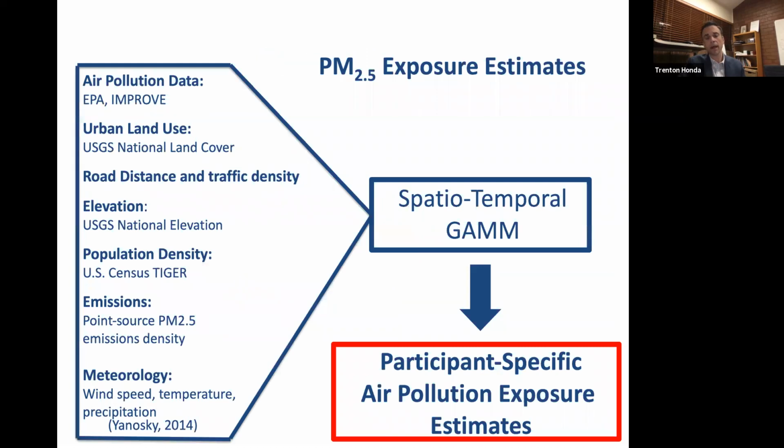And our air pollution metrics for PM2.5 were based upon a national spatiotemporal model that was published in 2014, where we used lots of different exposure metrics, as well as population density, point source emission sources, and put these all through a spatiotemporal generalized additive mixed model to come up with participant-specific air pollution exposure estimates that accounted for moves across different waves within the study.